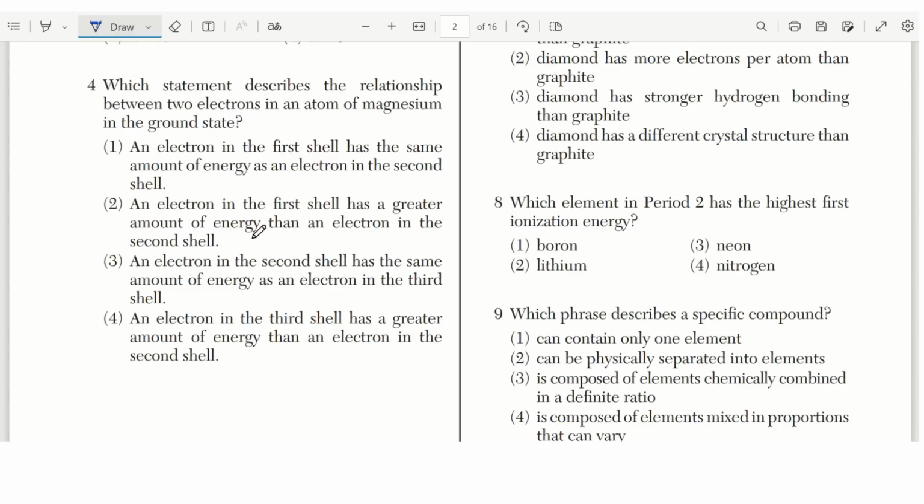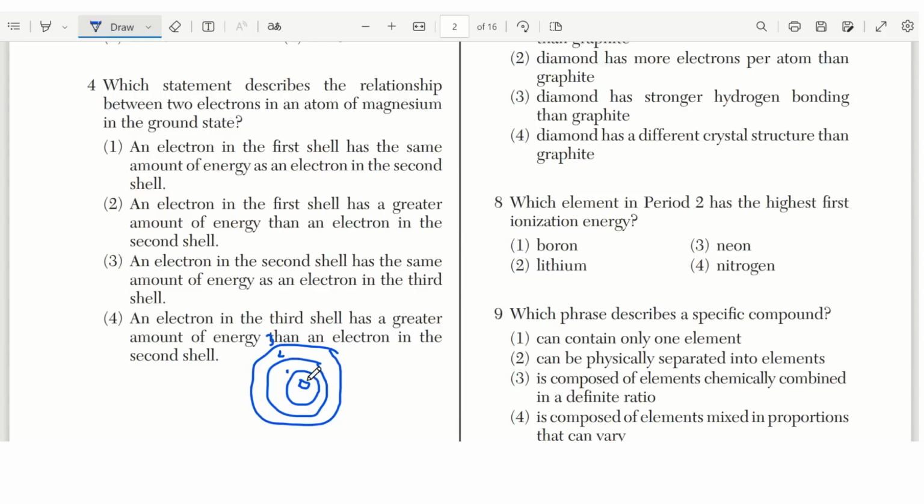Number 4, which statement describes the relationship between two electrons in an atom of magnesium in the ground state? Okay, so I can see that it's talking about first shell, second shell, first shell, second shell, and I can see it's talking about same or greater. I see third shell mentioned. All right, so let's just briefly go over that. Here we have a nucleus, and then we have energy levels or shells with electrons in them. So this would be first energy level, second energy level, third energy level, or first shell, second shell, third shell.